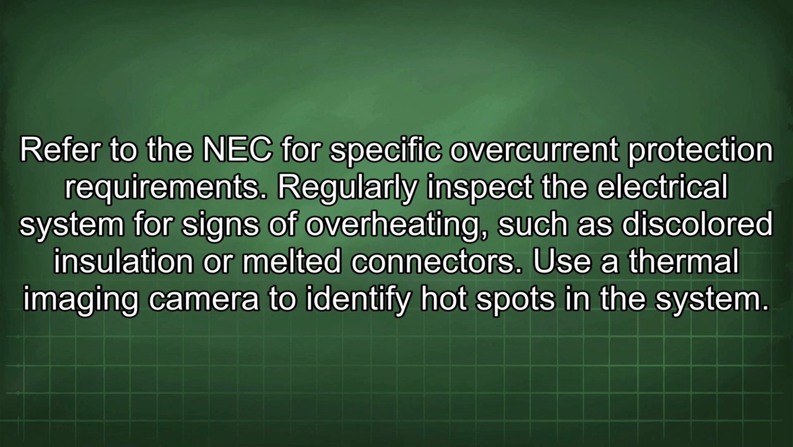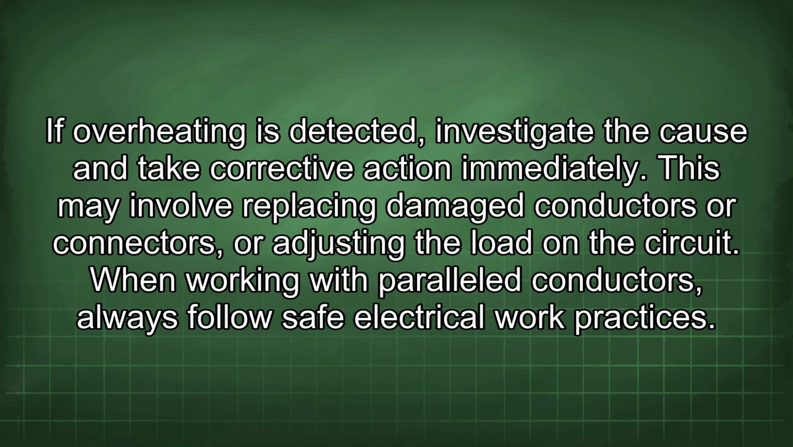Regularly inspect the electrical system for signs of overheating, such as discolored insulation or melted connectors. Use a thermal imaging camera to identify hot spots in the system. If overheating is detected, investigate the cause and take corrective action immediately. This may involve replacing damaged conductors or connectors, or adjusting the load on the circuit. When working with paralleled conductors, always follow safe electrical work practices.